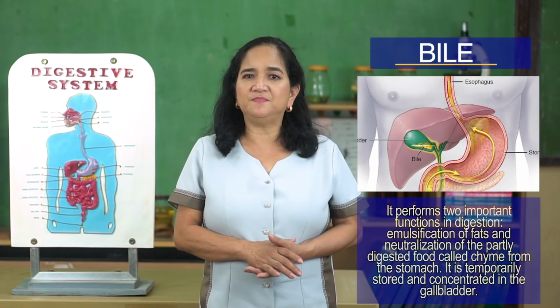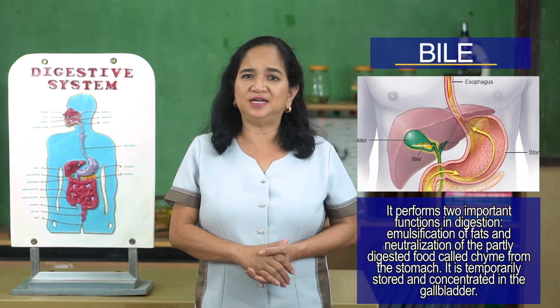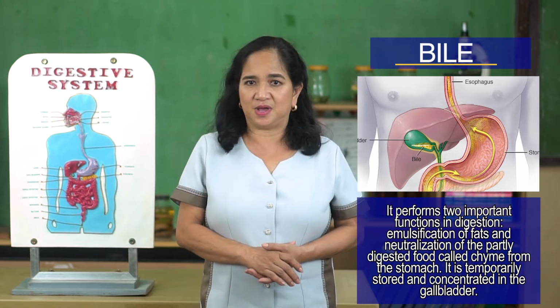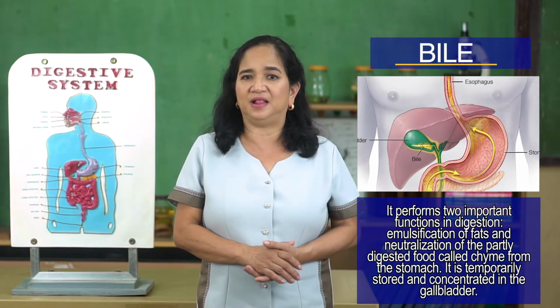Bile performs two important functions in digestion: emulsification of fats and neutralization of partly digested food called chyme from the stomach. It is temporarily stored and concentrated in the gallbladder.